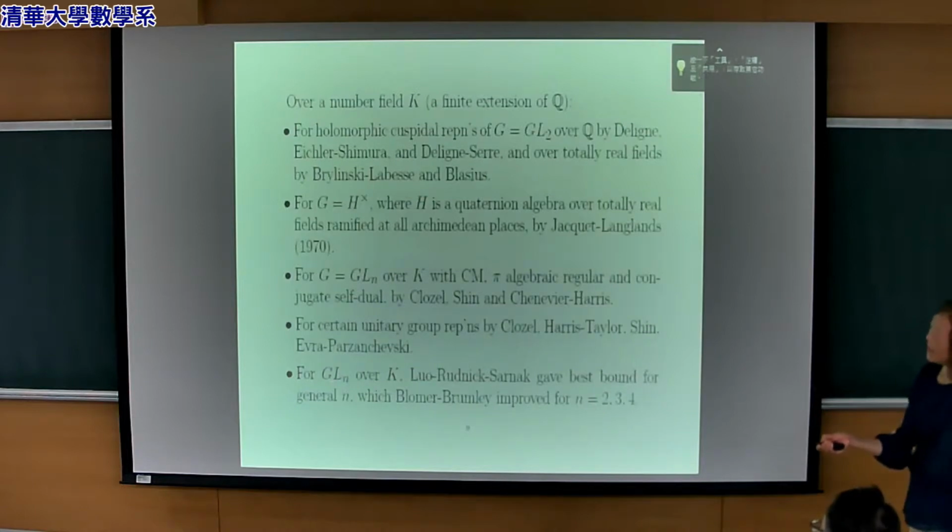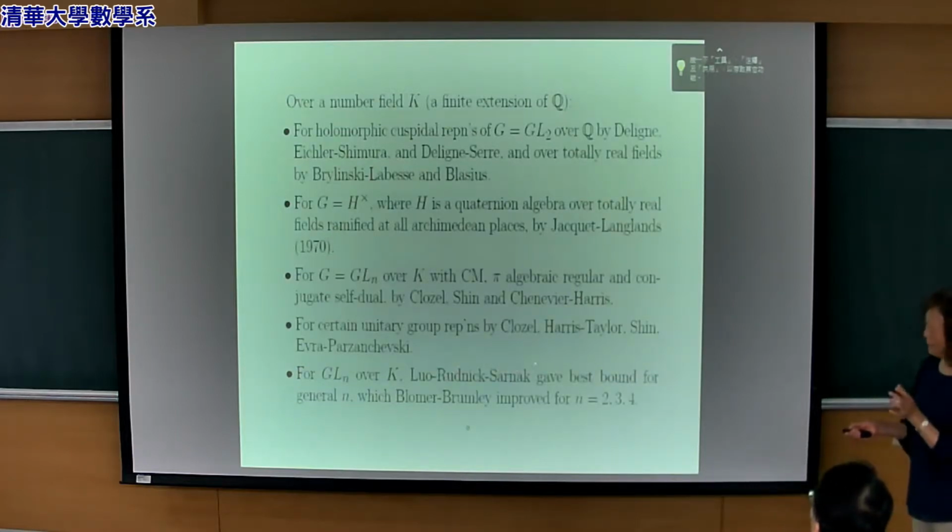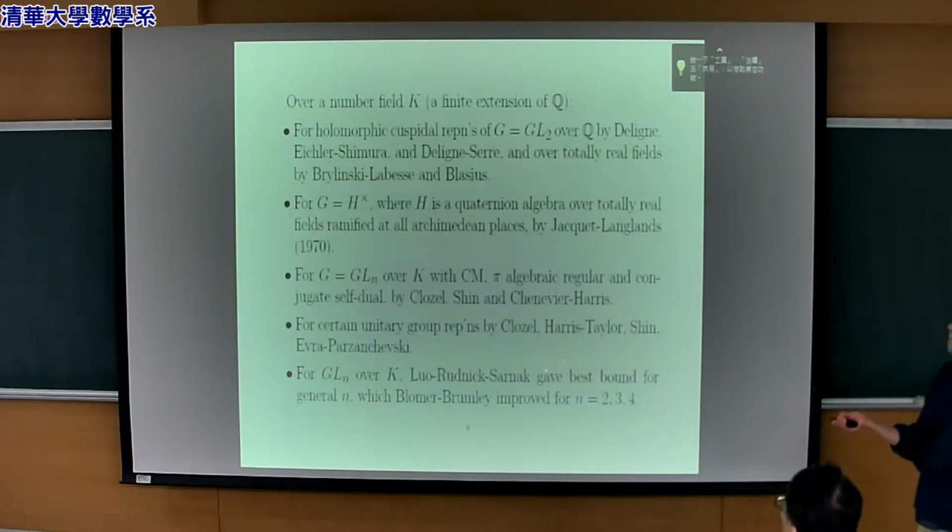Now, in general, we said that for Maass forms, even for GL2 over Q, there's no example for which we know the Ramanujan conjecture holds. But in general, one can give some kind of bounds on the absolute value of alpha p, beta p, like that.